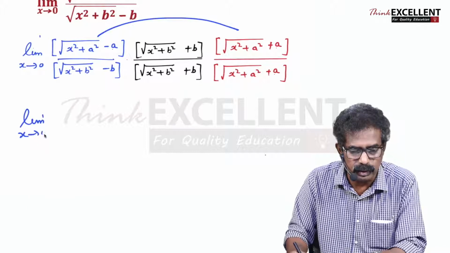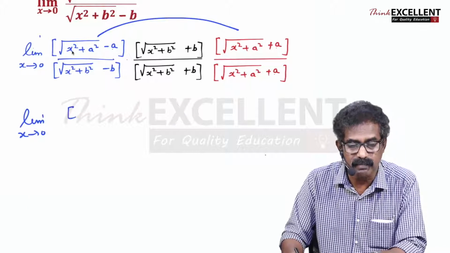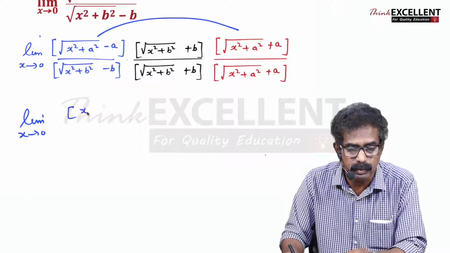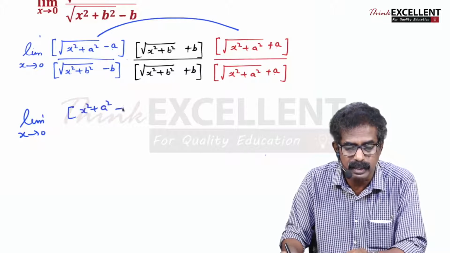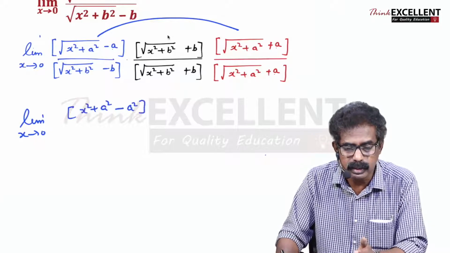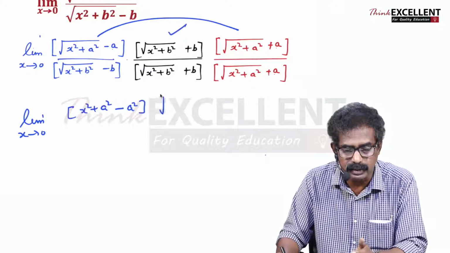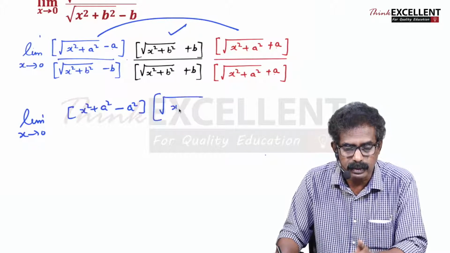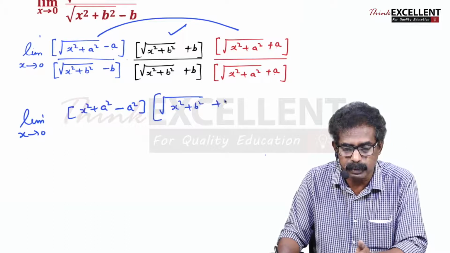Limit x tends to 0. What you get here? A square. First one, square and root cancel. X square plus a square minus b square. B square means that a square, right? Into this one, no change, as it is. Root of x square plus b square plus b.